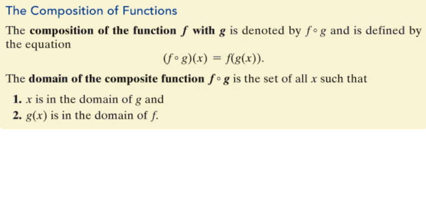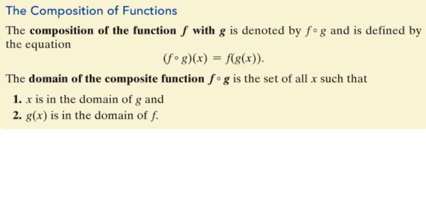Our book defines the composition of a function f with g as denoted by this little open circle, f of g, and is defined by the equation (f of g)(x), which equals f of g of x, right? Just different notation. One with lots of parentheses, the other with that little open circle. Where the domain of the composite function f of g is the set of all x such that x is in the domain of g and g of x is in the domain of f.